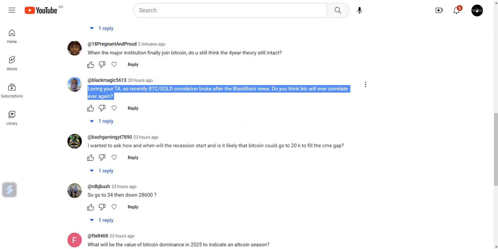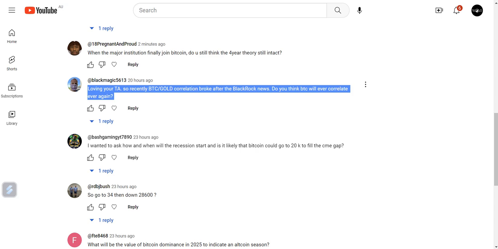Bitcoin to gold correlation broke after the BlackRock news, and you think Bitcoin will correlate to gold ever again? I think correlations shift, and I think that a short-term break in correlation is not necessarily a relevant thing. I think that also a short-term correlation that existed was perhaps, I perhaps emphasize the relevance a little bit too much.